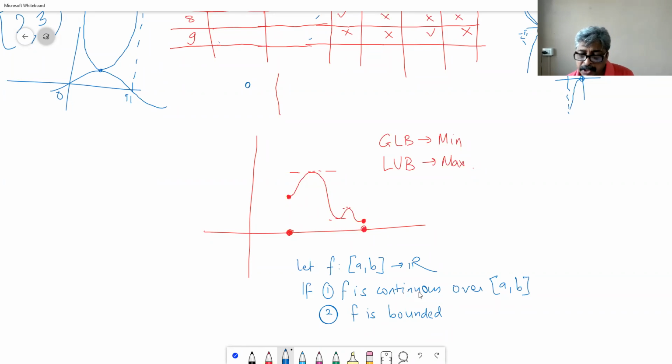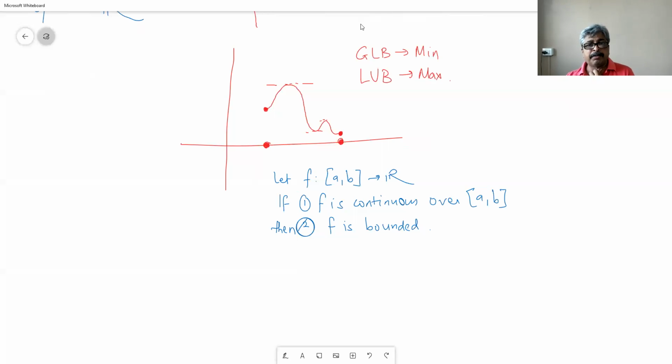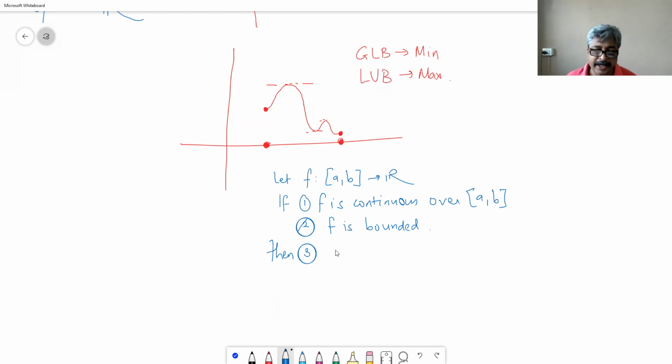Maybe the theorem is, if F is continuous over A comma B, first theorem will be, then it is bounded. And maybe the theorem after that could be, if F is continuous over A comma B, it is bounded, then it attains its bounds. So two parts. But the final theorem will be, if F is continuous over A comma B, if F is bounded, then F attains its bounds.